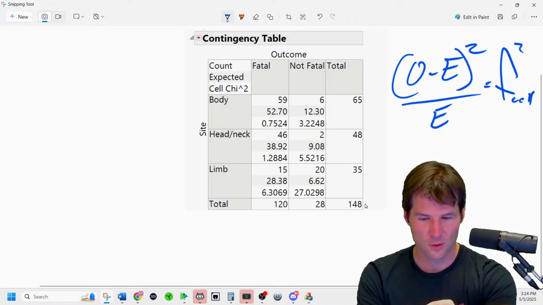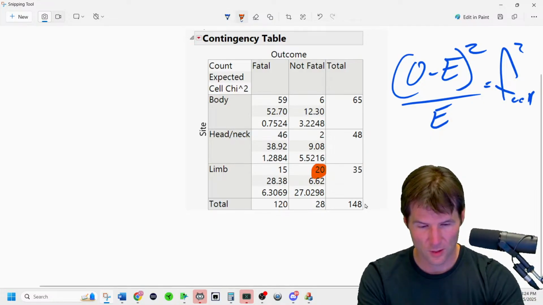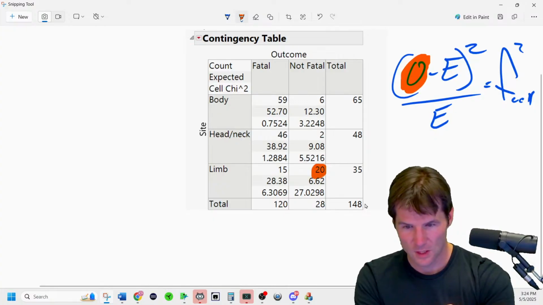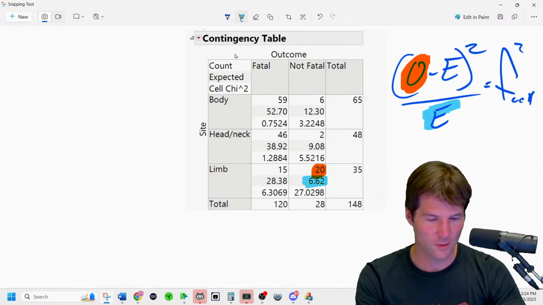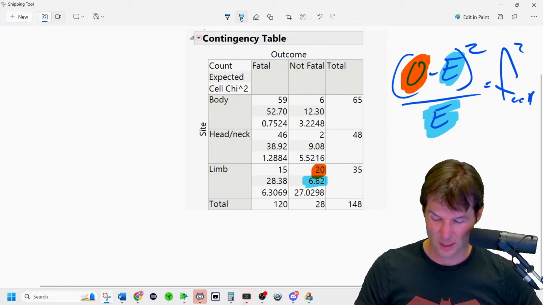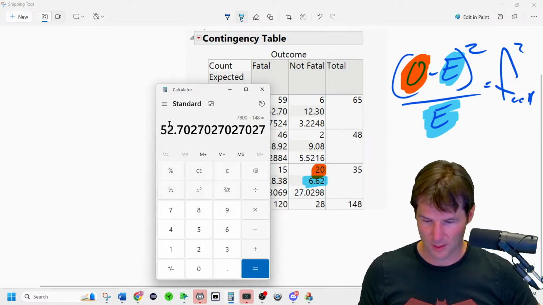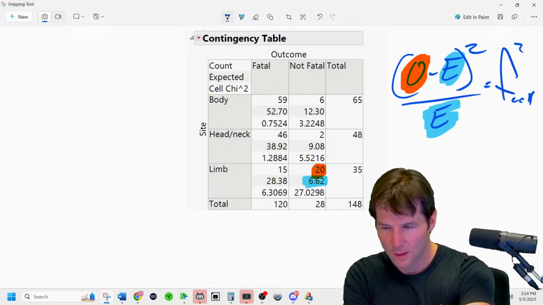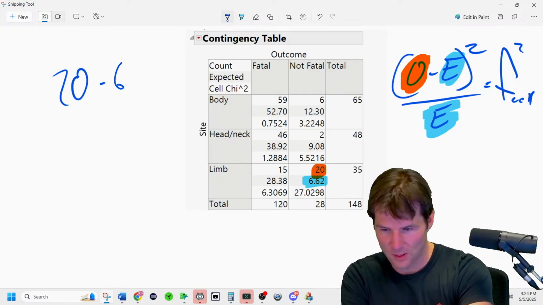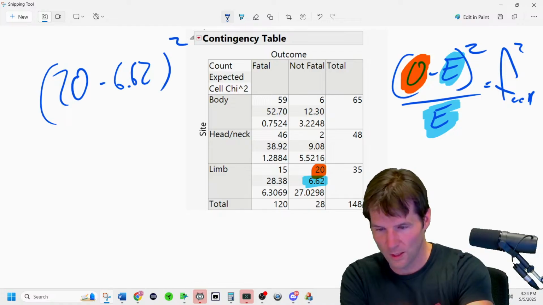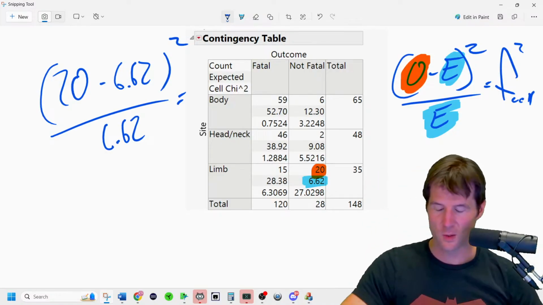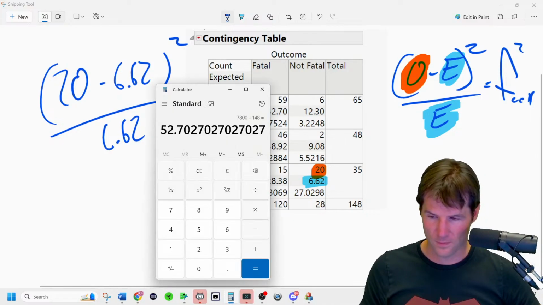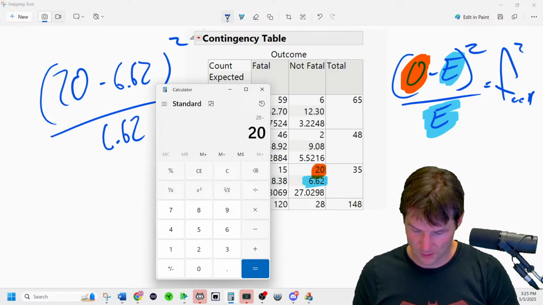The observed is what you saw, the 20 you saw. The expected is how many we get when we expect by random chance via the row total times column total over grand total. We take their difference squared and divide by the expected. So literally, we're going to plug in, I'll write the number so you can see it: 20 observed minus 6.62, square that quantity over 6.62, and that equals the cell chi-squared. So here we go. It's going to be 20 minus 6.62.